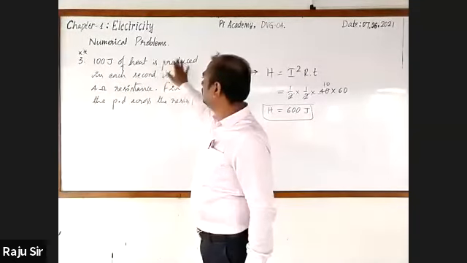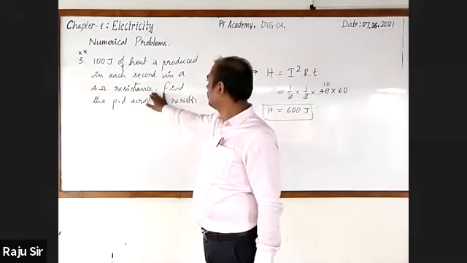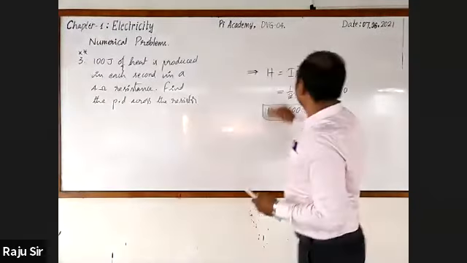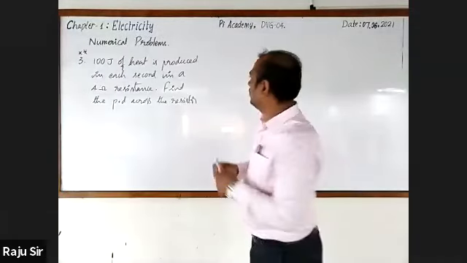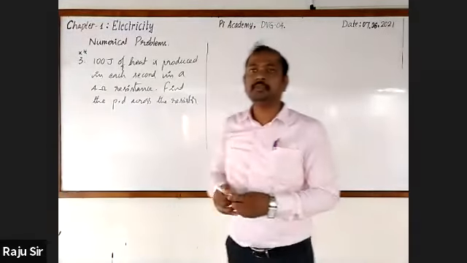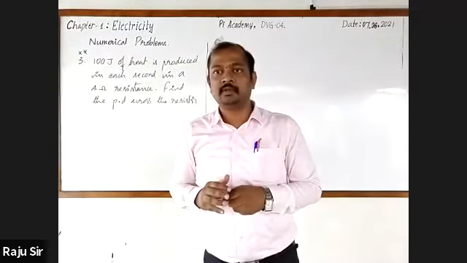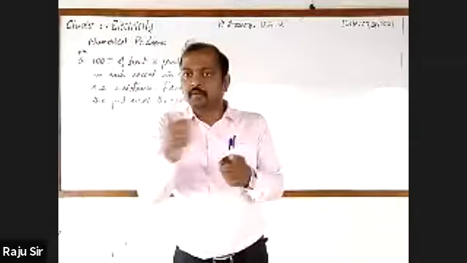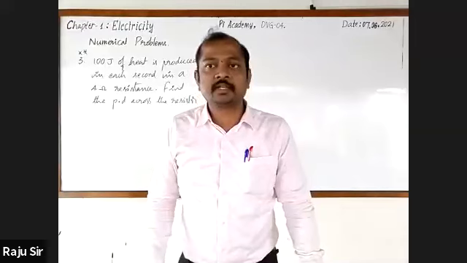100 joules of heat is produced in each second in a 4 ohm resistance. You are going to find out the potential difference across the resistor. Dear students, from the given statement, we can understand that there is a circuit in which some amount of electric current is flowing with some potential difference. In that circuit, this much amount of heat, 100 joule, is produced. To find out the potential difference, you must also know the electric current, right?